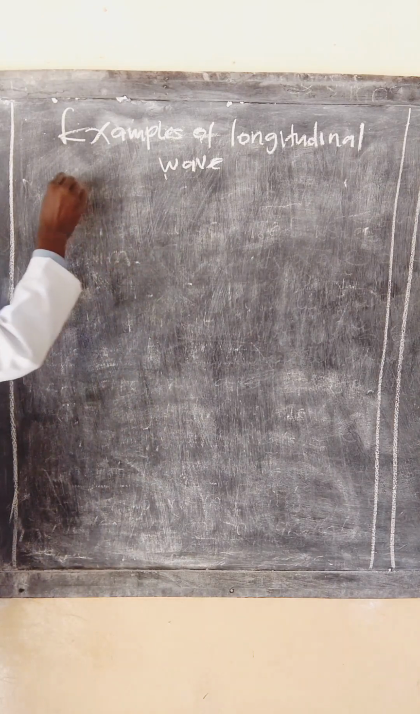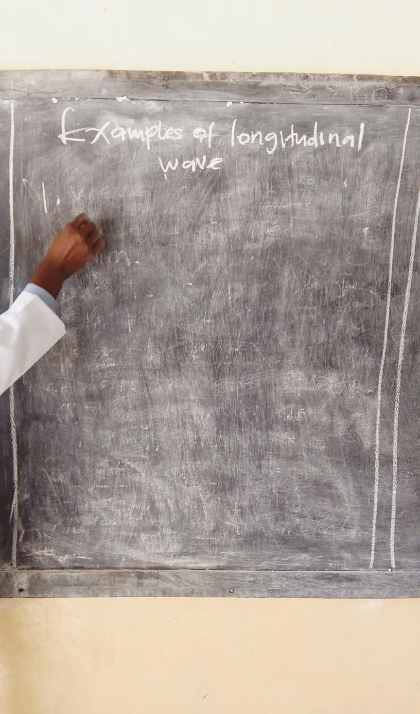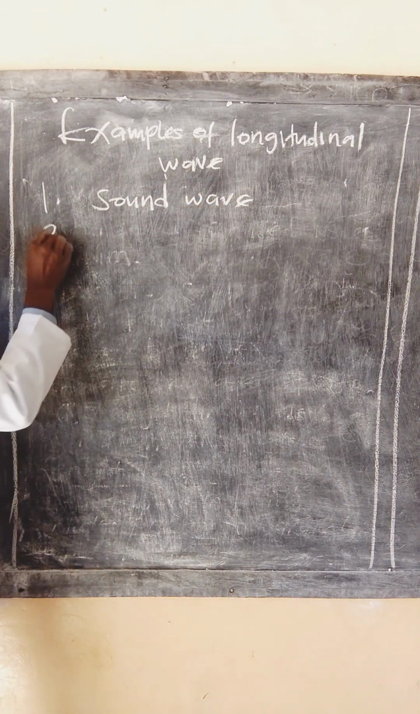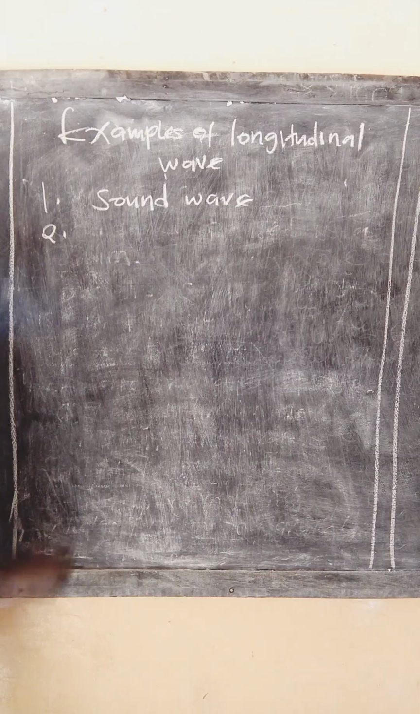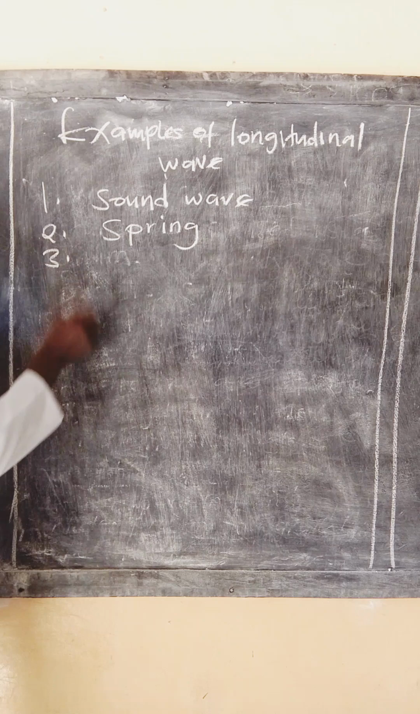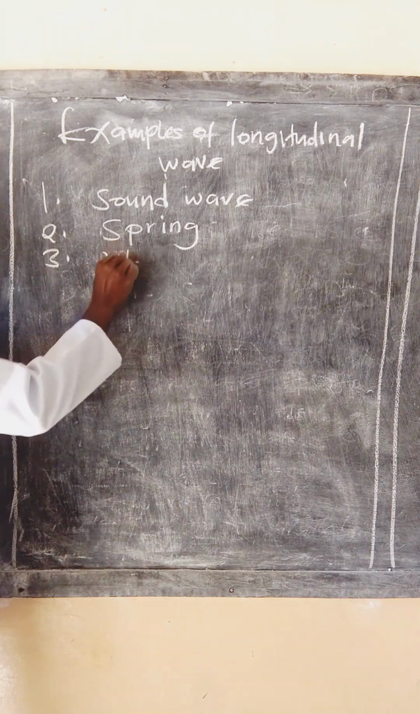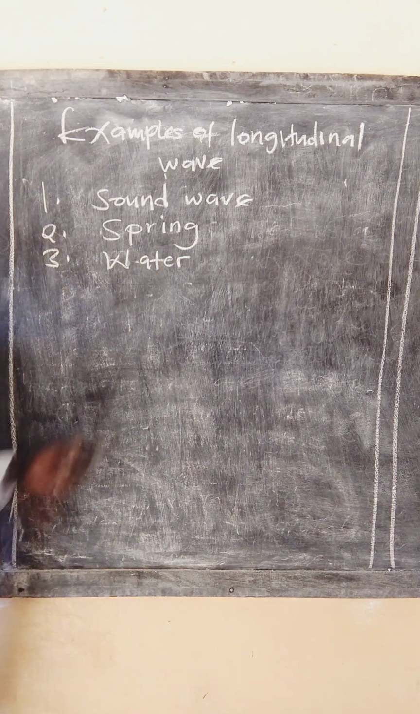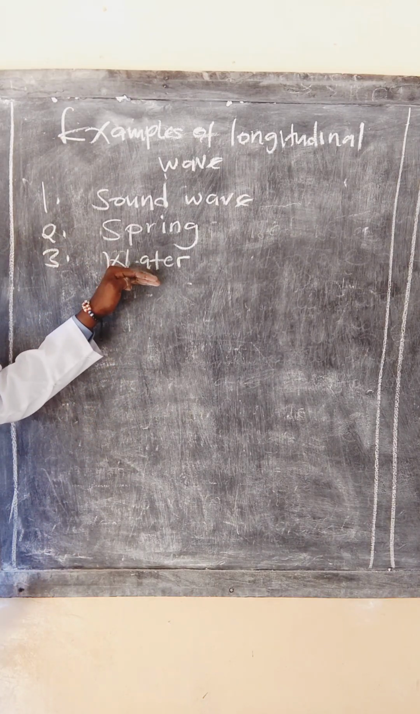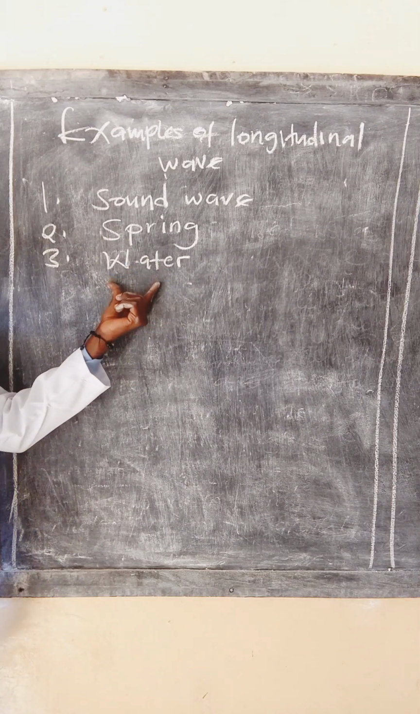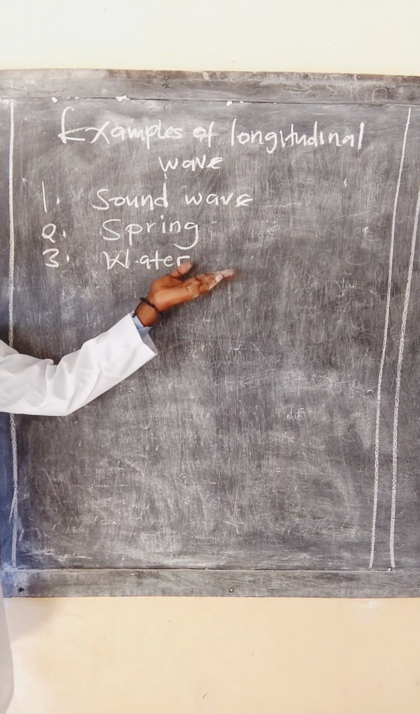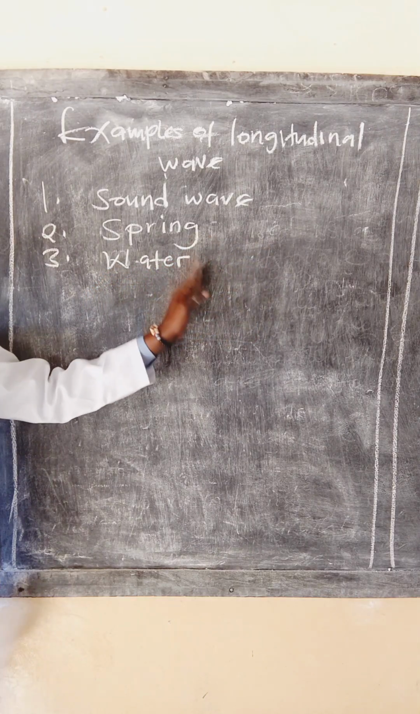Some of the examples that we can give, number one, we can say sound wave. Then two, we can also give an example of waves on the spring. Then three, water. If you're giving water as an example of a longitudinal wave, you need to be much more specific, because this is also an example of a transverse wave. When it is a transverse wave, we'll say the water on the surface, meaning we need to be specific, we are talking about the surface.